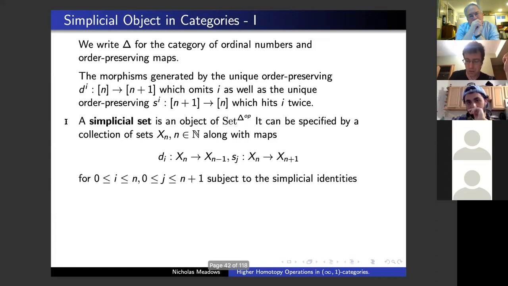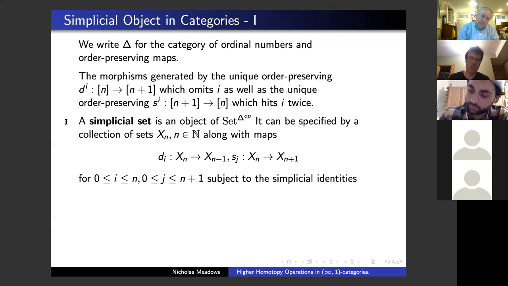So a simplicial set is an object in the functor category from delta op to set. And it can be specified by a collection of sets X_n, n in the integers, along with certain maps d_i from X_n to X_{n-1}, and s_j from X_n to X_{n+1}. And notice here, because we're taking a functor from the opposite category, that's why we're getting things in the opposite direction, kind of.